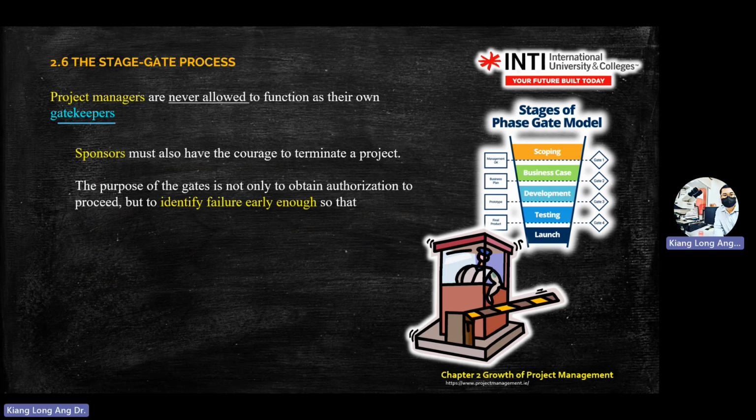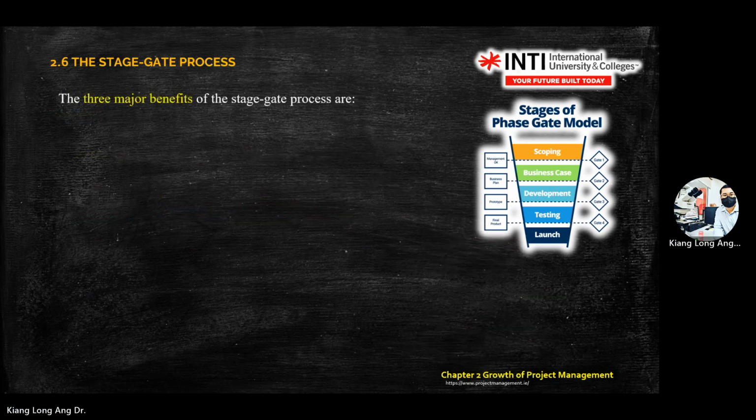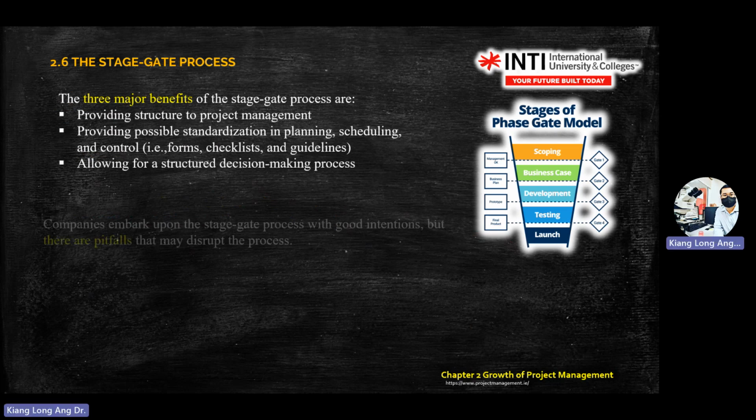Another role is called the sponsor. The sponsor must also have the courage to terminate the projects. The purpose of a gate is not only to obtain authorization, but to identify failure early enough. It's like an early detection before you spend more money on the projects. The benefits, you read.